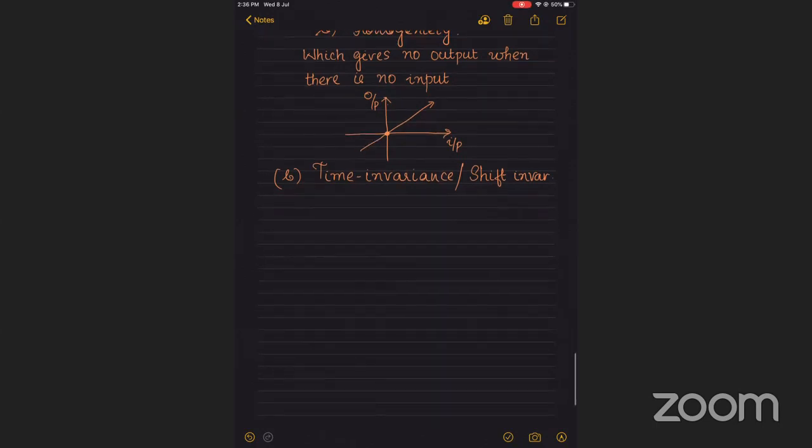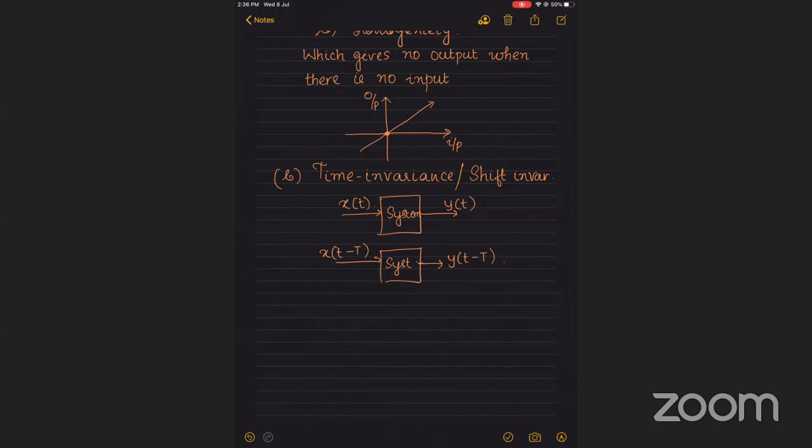Time invariance is pretty simple. Suppose I have a system. I give this input x of t, I get this output y of t. Suppose I give the system an input x of t delayed by some amount t. Instead of giving it now, I delay it and then give the input a bit later. Then the output should also get delayed by the same amount.